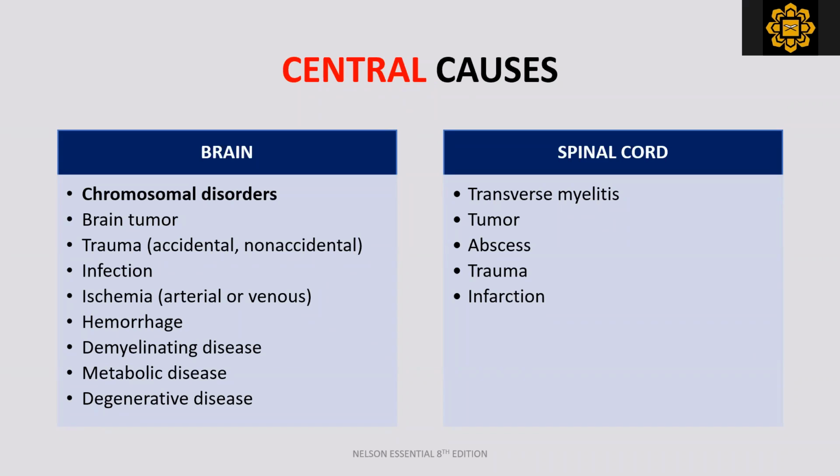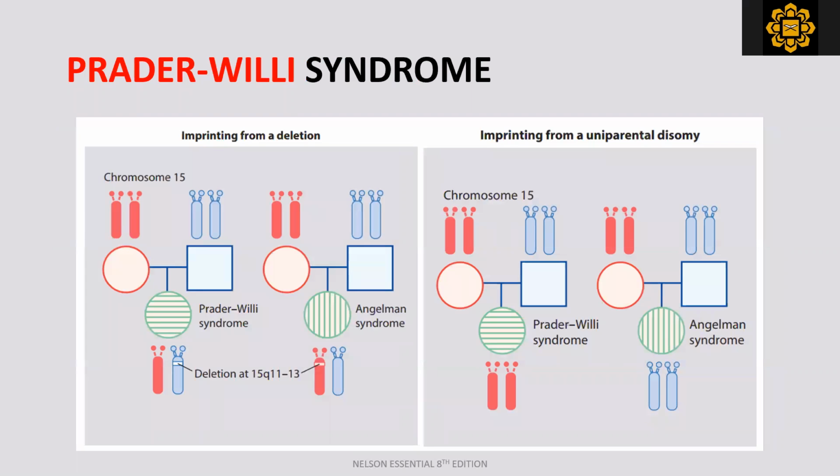Among the central causes, the one that I would like to highlight is the chromosomal disorder. We have been told about Prader-Willi syndrome as one of the causes of short stature, but we can also take note of Prader-Willi syndrome as one of the causes of neonatal hypotonia.